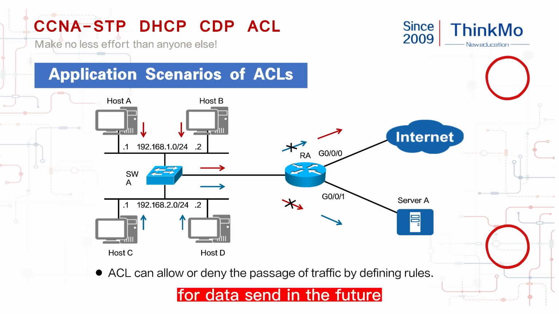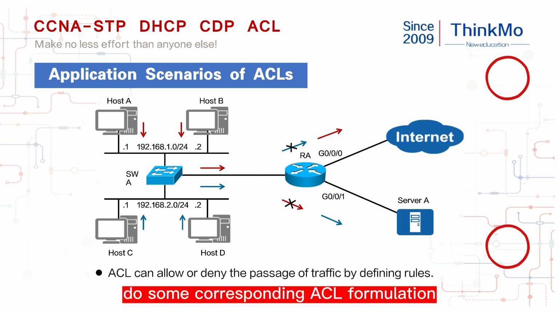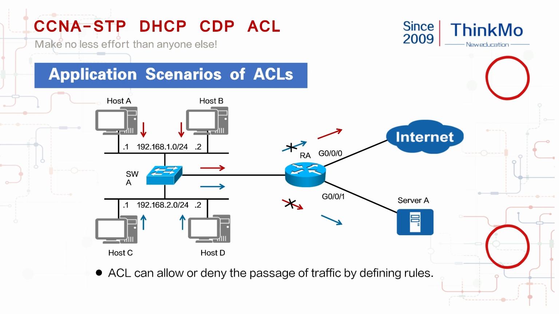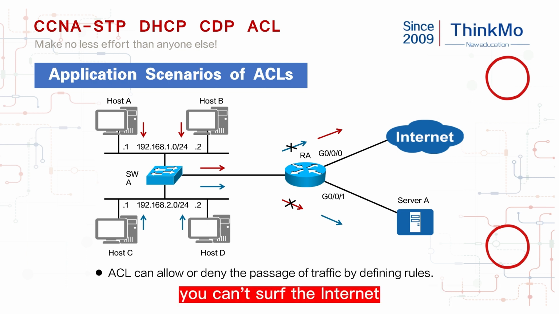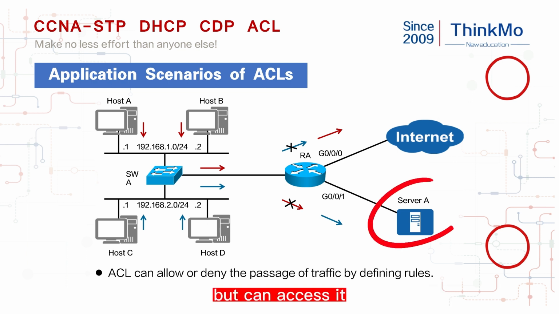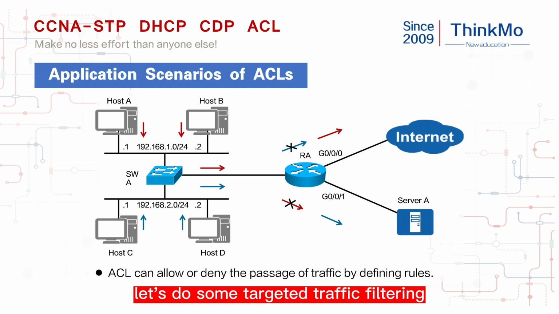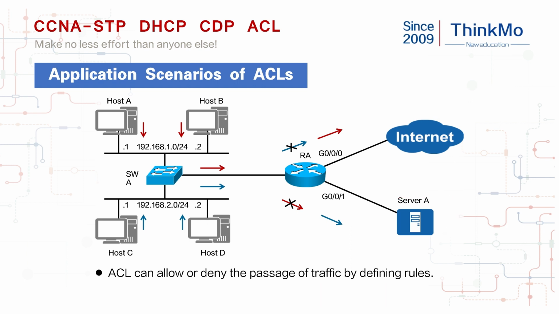For data sent in the future, we can do some corresponding ACL formulation here on the router. If it matches the 1.0 network segment, then you can go online but can't access the server. If it matches the 2.0 network segment, you can't surf the internet but can access the server. Let's do some targeted traffic filtering. This is called an ACL.